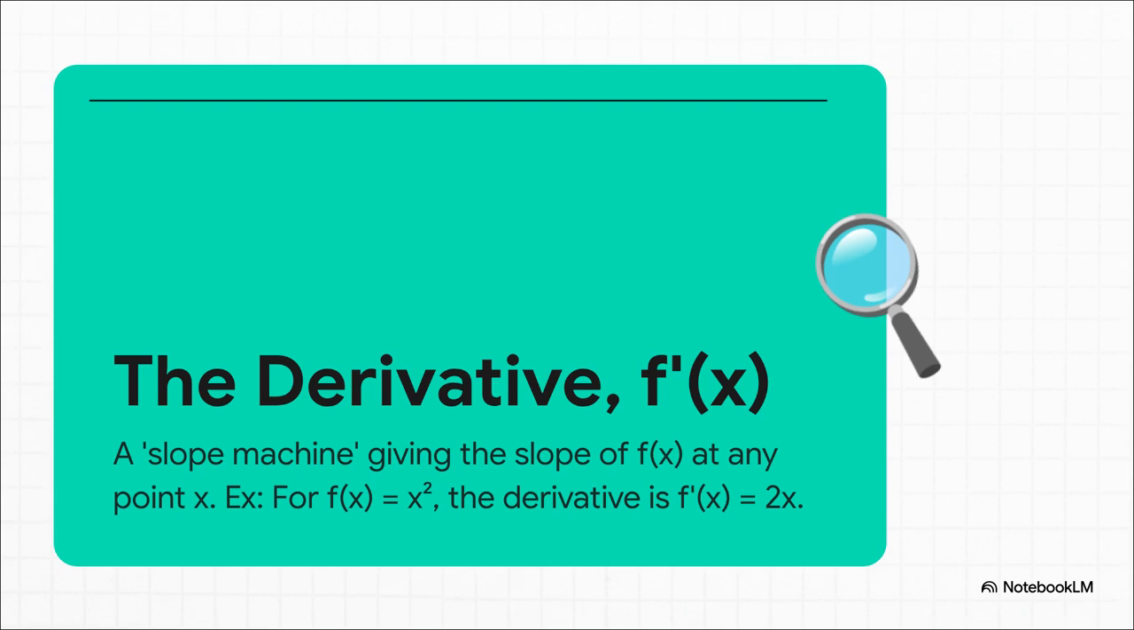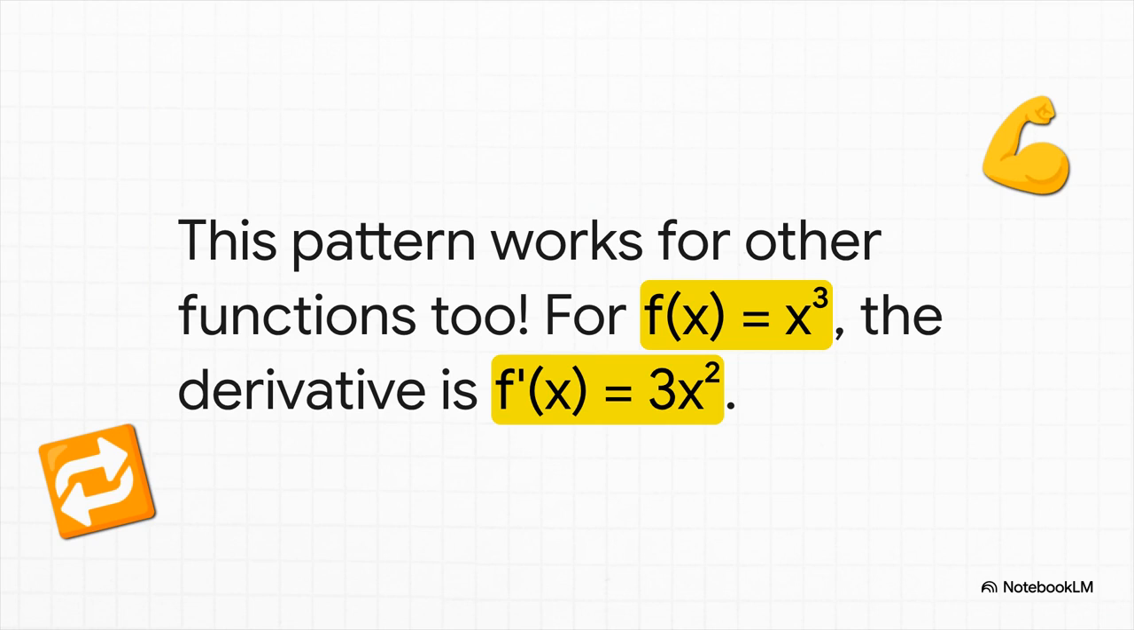It's called the derivative function, and we write it as f prime of x, which we say out loud as f prime of x. What is it? It is literally a slope-finding machine. For our original function, x squared, you can give me any x value you want, and the derivative, 2x, will instantly tell me the exact slope of the curve right at that point. How cool is that?